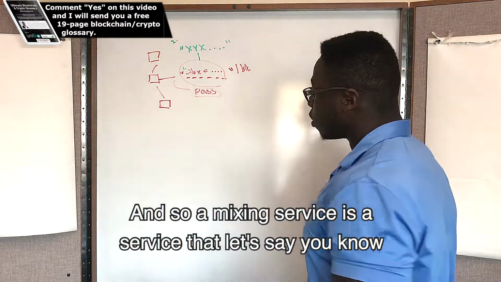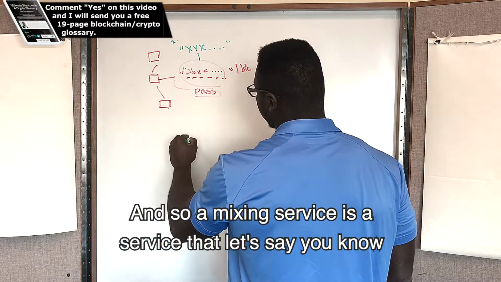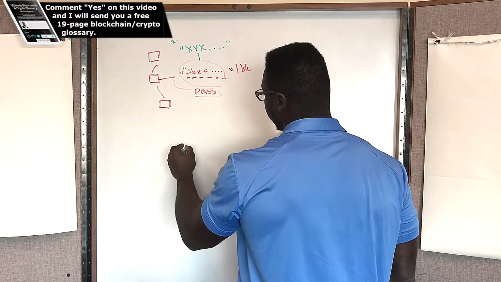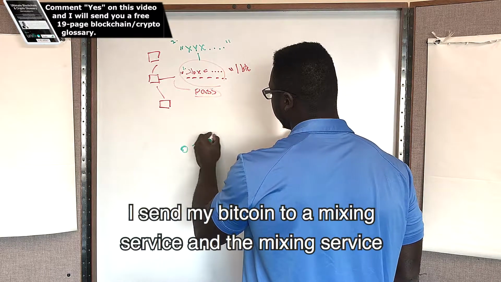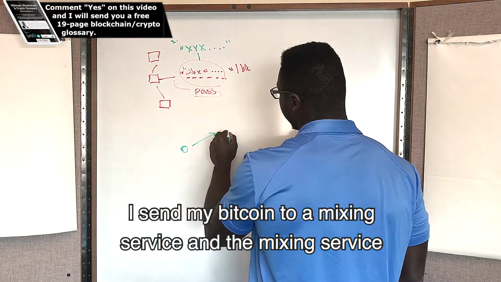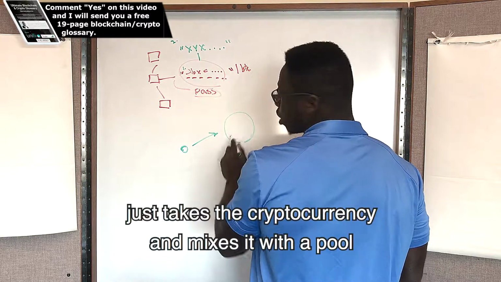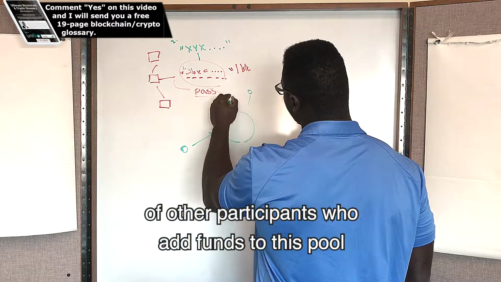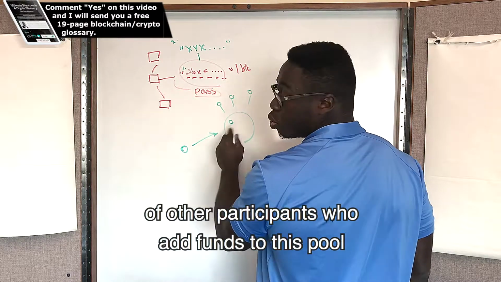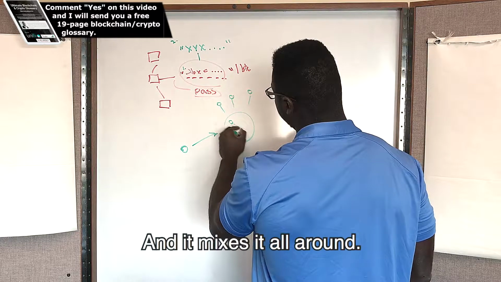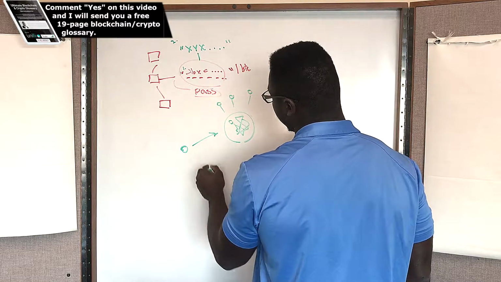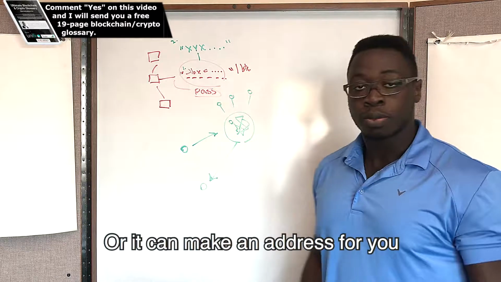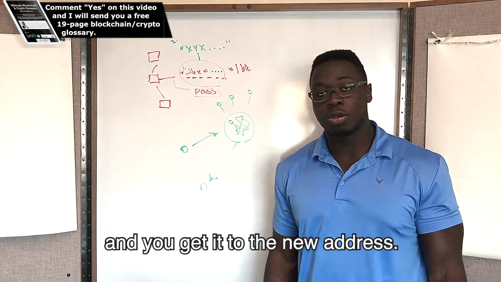And so a mixing service is a service where, let's say, here's my address on the blockchain. I send my Bitcoin to a mixing service, and the mixing service takes the cryptocurrency and mixes it with a pool of other participants who add funds to this pool of cryptocurrencies, and it mixes it all around. I get a new address, and it sends me back to the new address. Or it can make an address for you and you get it to the new address.